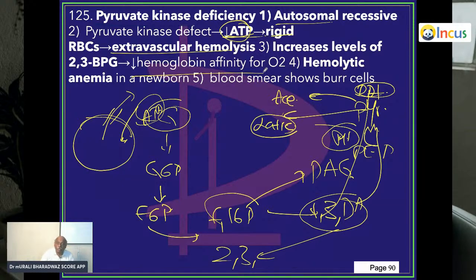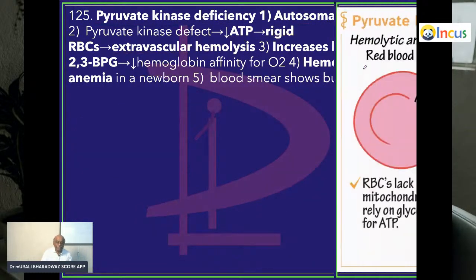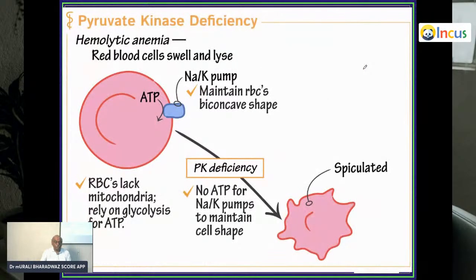And that leads to hemolytic anemia in the newborn. And what do you see on the blood smear? Burr cells. Burr cells in pyruvate kinase deficiency. So doctor, please remember, doctor.